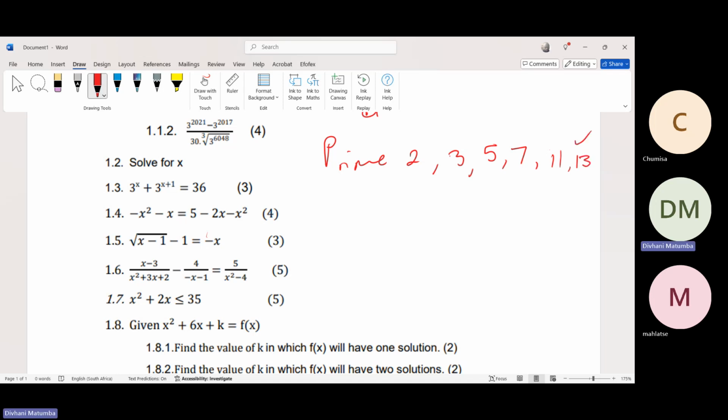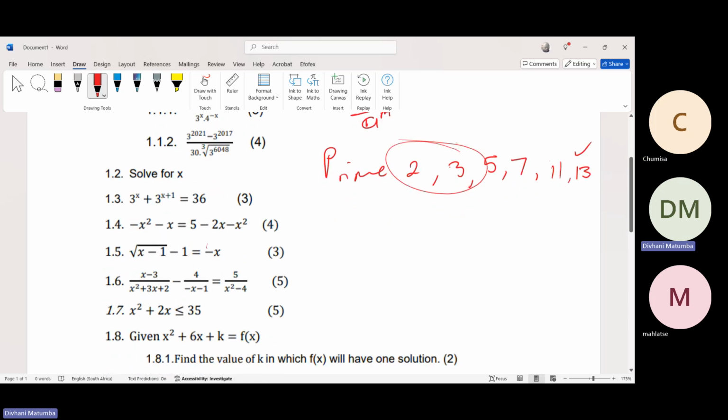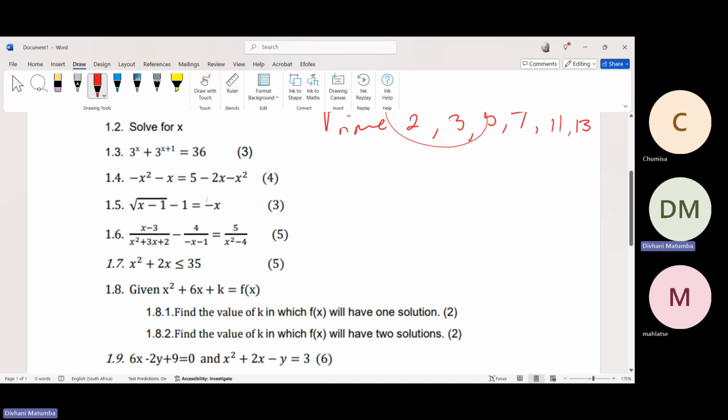Okay. Now, we're going to be using only these two in many cases. Whatever you have on the screen, you're going to have to break it down into these two prime numbers, 2 and 3. So if you have, for instance, 16, you have to break it down into the smallest primes, which are 2 and 3.